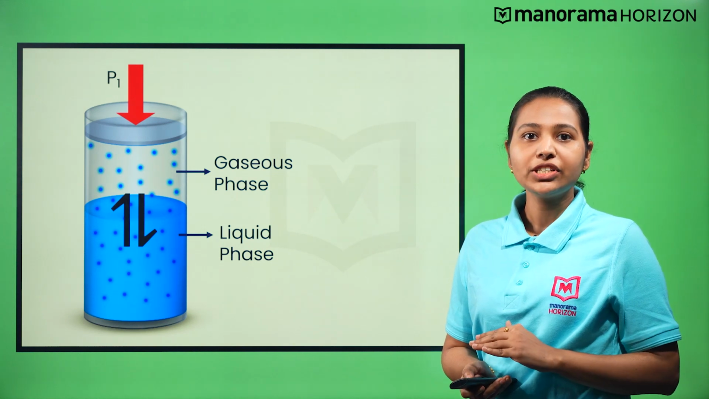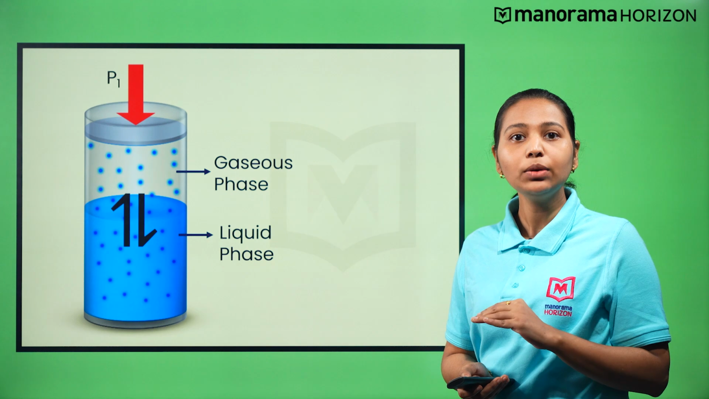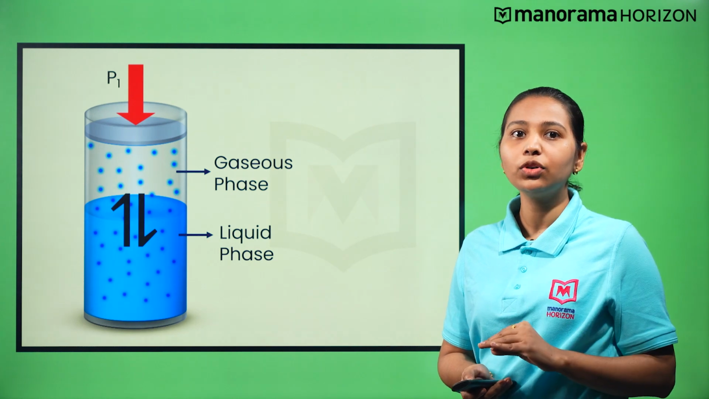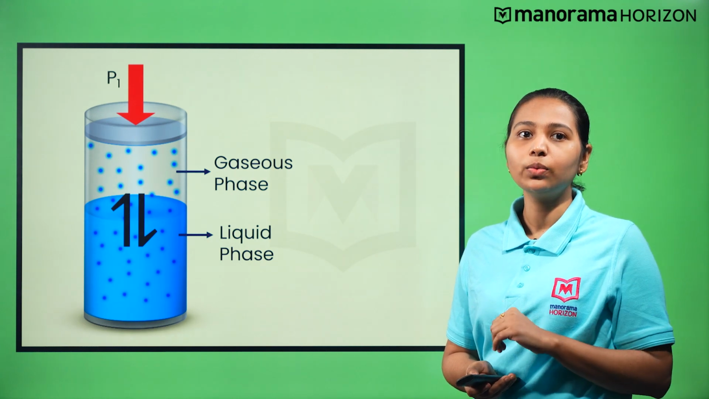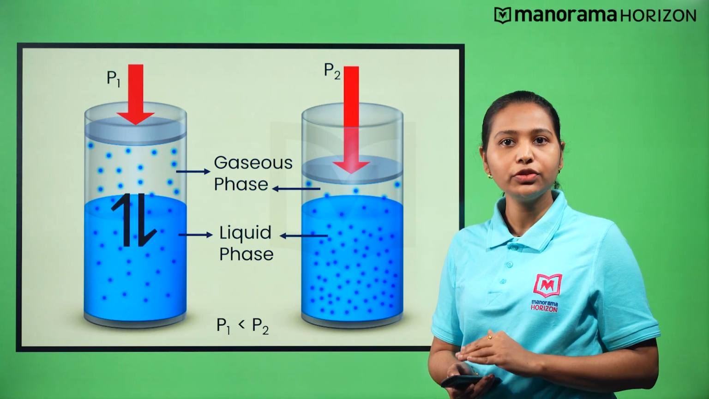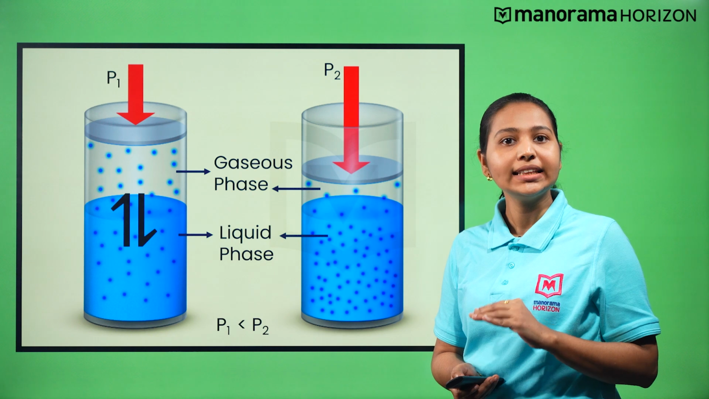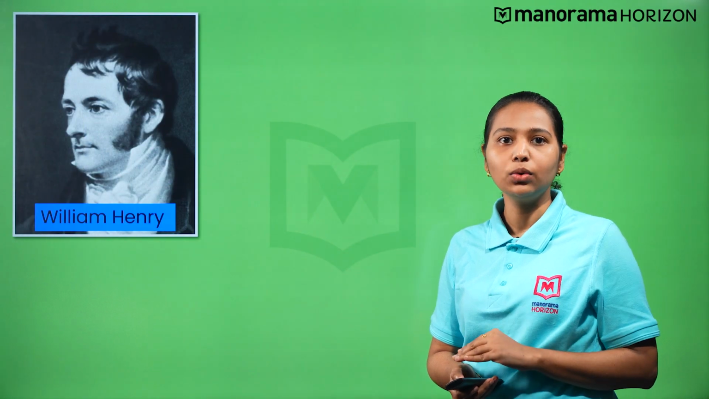When you increase the pressure, say P2, such that P2 is greater than P1, then a larger amount of gas will dissolve in the solvent. This quantitative relationship between pressure and solubility of a gas in a solvent was first proposed by William Henry, and that is now known as Henry's law.